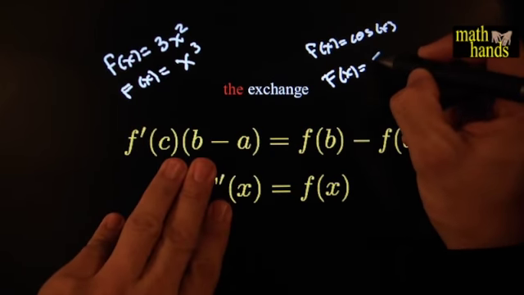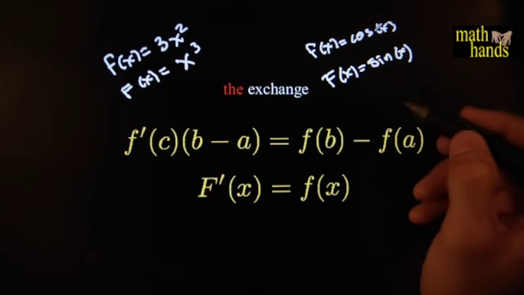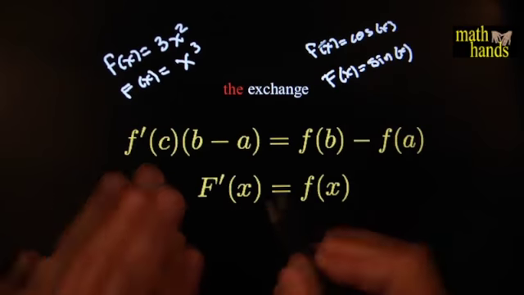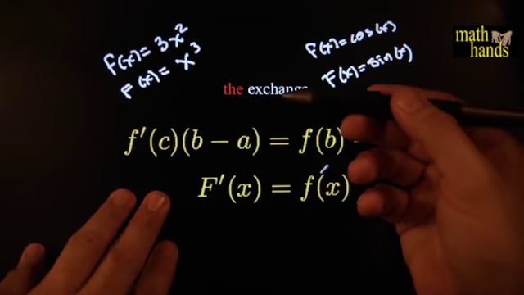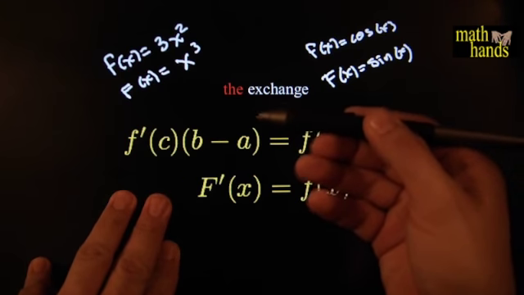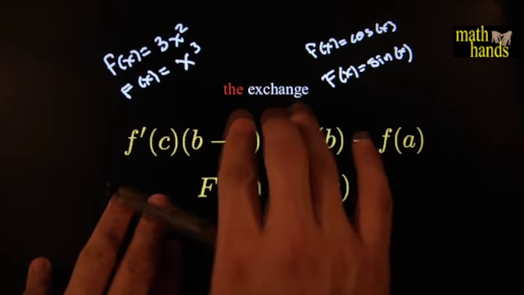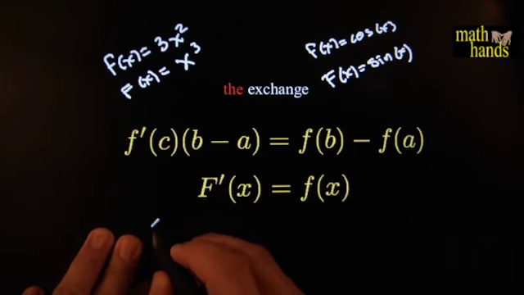Well, possibly it could be sine x, because if I take the derivative of sine x, I do get cosine x. And so that's the relationship between capital F and little f, meaning that if you take the derivative of capital F of x, you get little f. Now we're trying to make the exchange clear. This is just a slightly tweaked version of the mean value theorem.